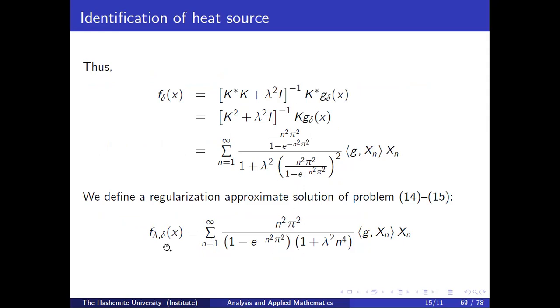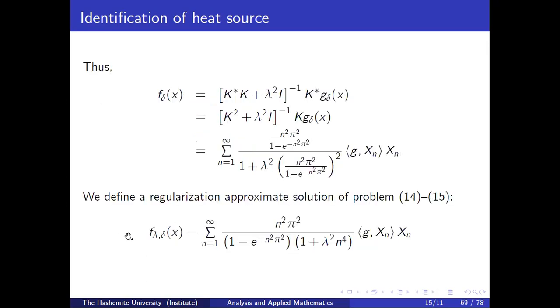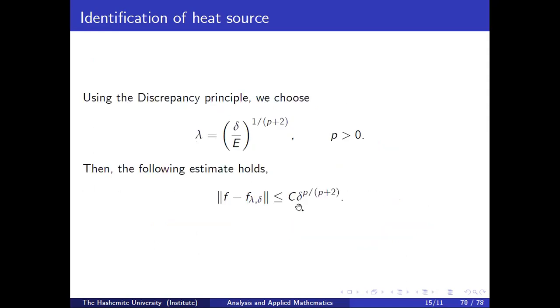So look at this function. If we choose lambda using the discrepancy principle or in a good way, we need some analysis here. If you choose, for example, lambda in this way, you will get the exact values of f which we want to recover, and this approximation solution, where all the requirements here are given. Here we will get the error is delta to the power p over p plus 2.